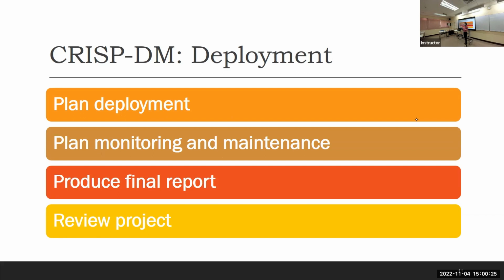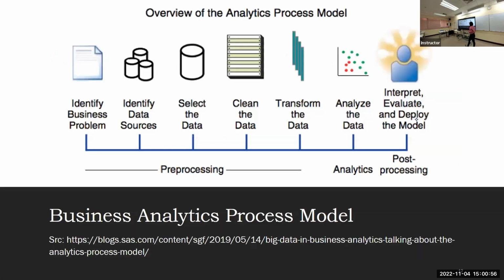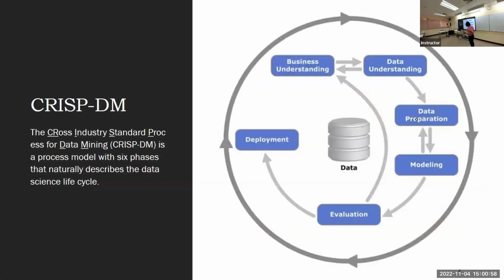How do you deploy it? You need to perhaps build an application that makes use of your model or what, right? Plan it. And not only planning the way to deploy, plan the way it is going to be used, it's going to be maintained, to make the model sustained and usable for a certain period of time. Okay, produce the report, review. This is just to finish the project and so on. So these are all the 6 steps in this CRISP-DM process model.